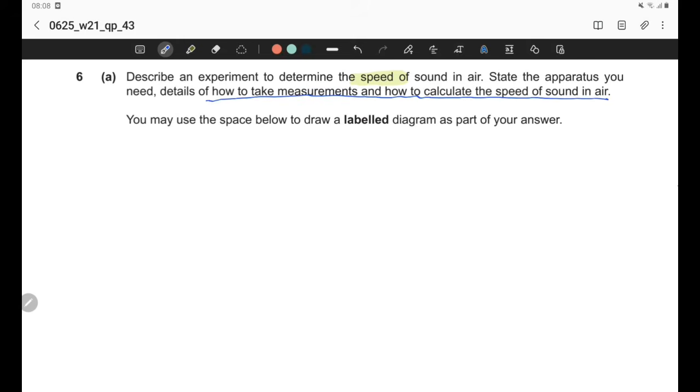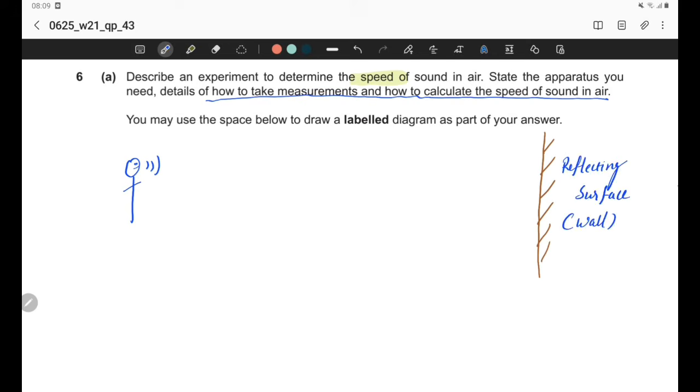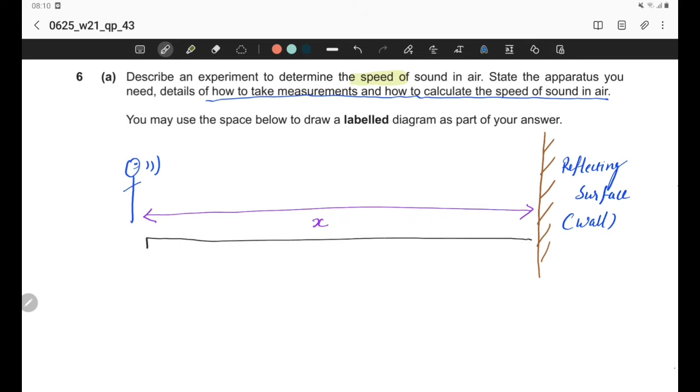So in this experiment we can keep one person at one end and he should produce a sound, and a certain distance away we have to keep a wall, and you should label it as a reflecting surface or a wall. Let the distance between this person and the wall be x. And in order to measure this distance, we can keep a measuring tape in between. You can label it as measuring tape.